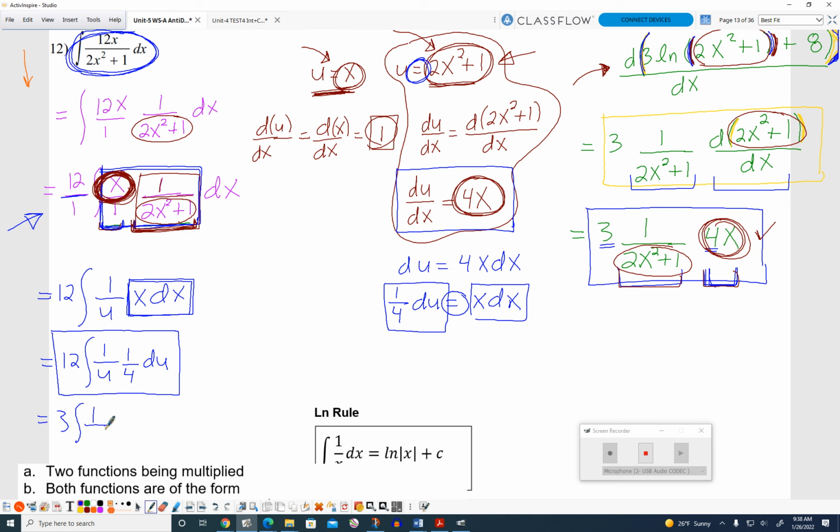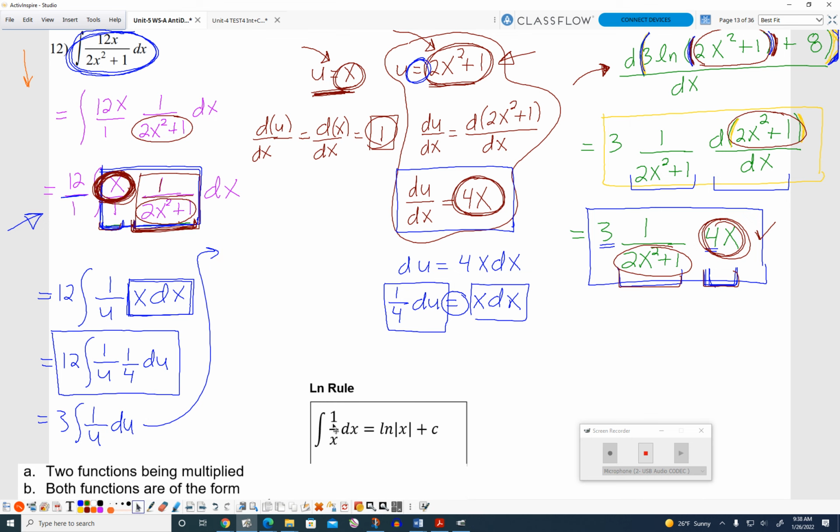Please raise your hand and tell me, what is the antiderivative of 1 over u? Hands up. Come on. It's staring at us here. I have it on the board. What's the antiderivative of 1 over u? ln of u, absolute value. But use 2x squared plus 1. Look right here.